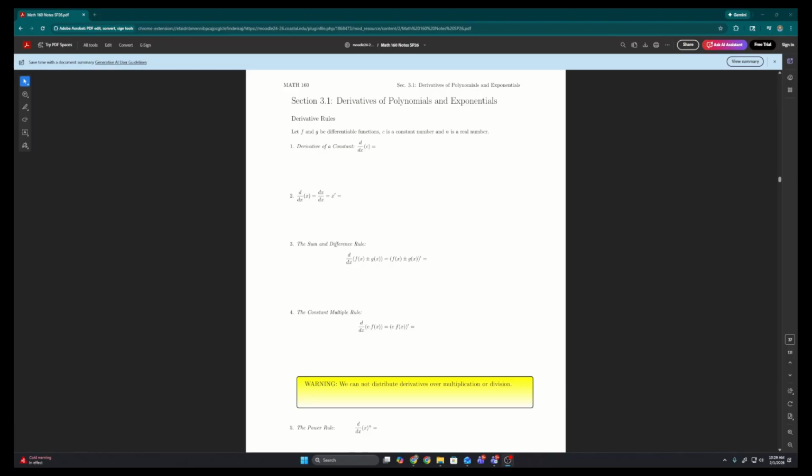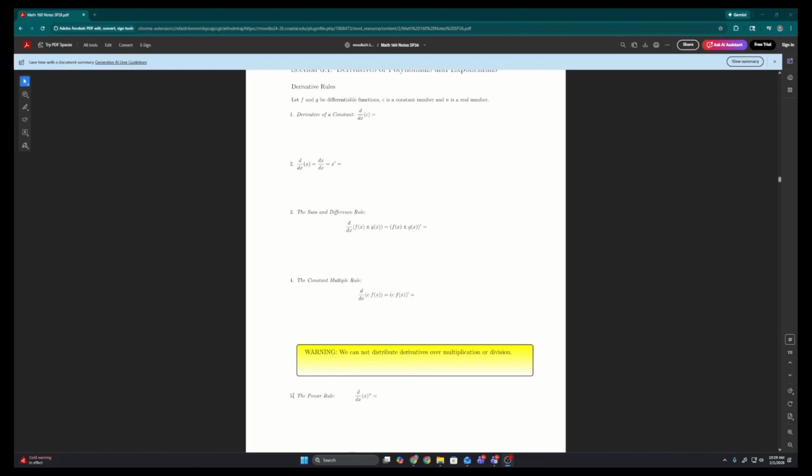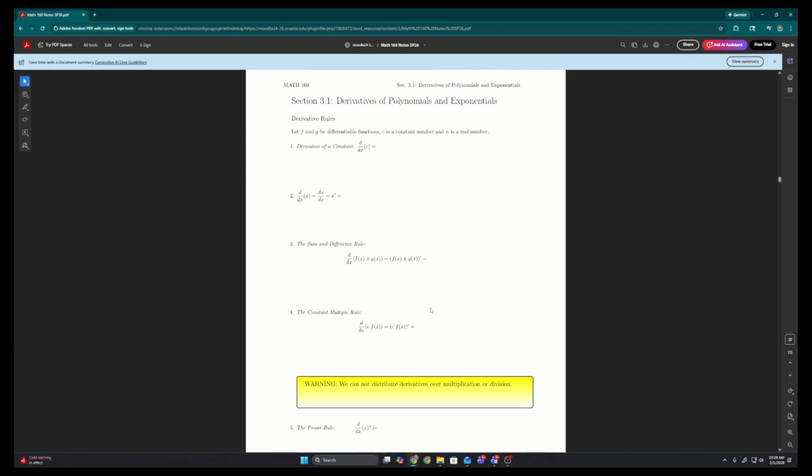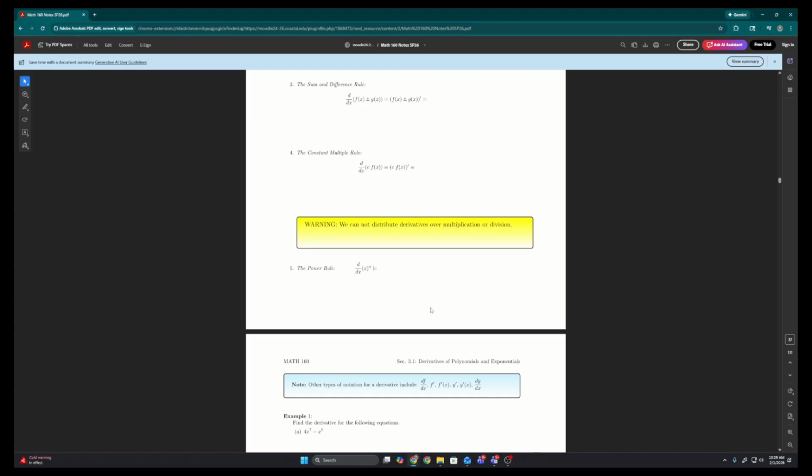All right, so we're going to start from the basics. We're going to do the derivative of a constant first. Then we have the derivative of just x. Then we have the sum and difference rule, and multiplying by a constant. And the big one here, the most important one, is the power rule. Those are the ones we're going to focus on in the beginning, and then we'll go from there doing some different examples.